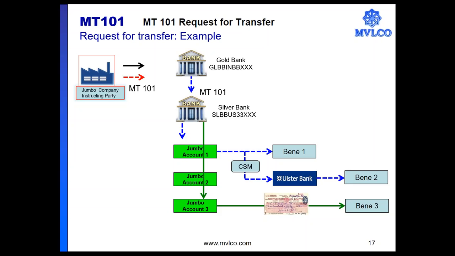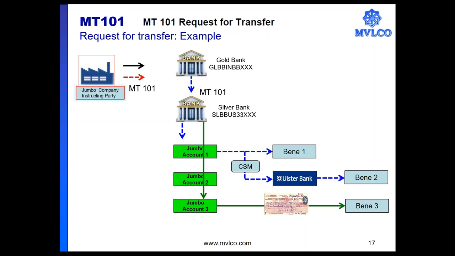When we create this MT101 message at Jumbo or at Gold, this message will have two sequences. Part one, that is sequence A, and part two is sequence B. Sequence A is general information, and sequence B is repetitive information. What is repetitive information? Pay beneficiary one so much amount on such and such day. Pay beneficiary two so much amount on such and such day. Pay beneficiary three. These are the repetitive sequences. So this message can be used to make multiple payments simultaneously.